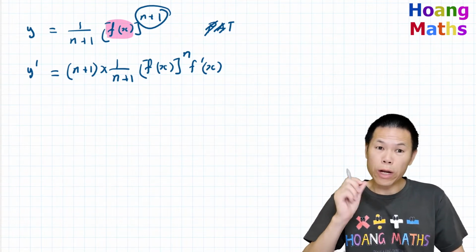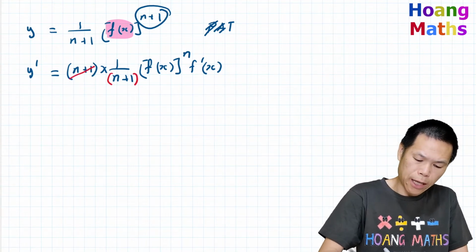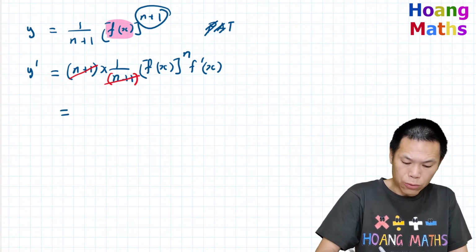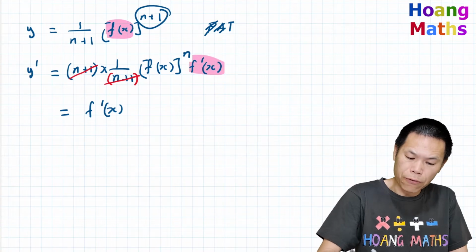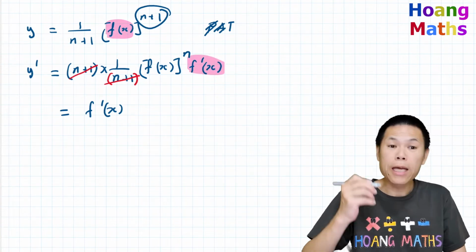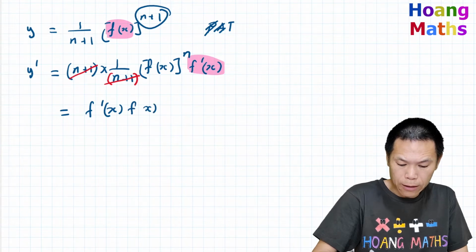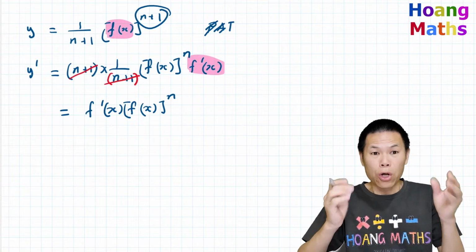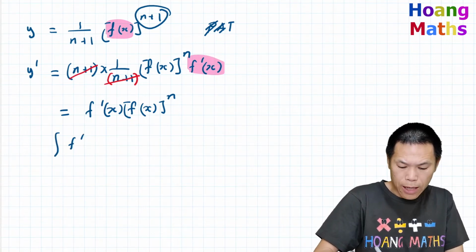So that's it. What I do now is I just simplify this. The n plus 1 and 1 over n plus 1 cancel out. So that will give me equal to f dash x. I just write this in front and then we times by f of x to the power of n, f of x to the power of n. So there you go.